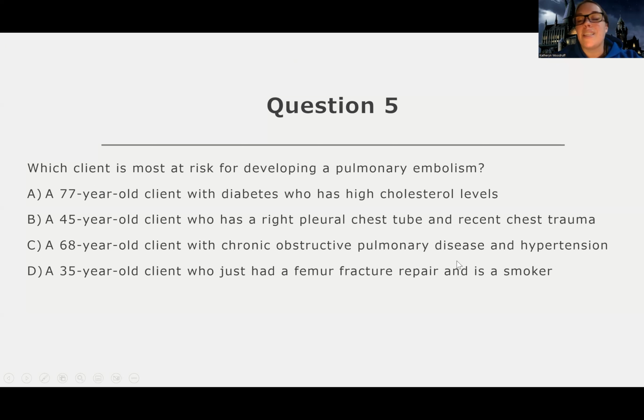So in other words, let's say that some of these other answers all had one risk factor, but let's say they had one that was really big. Like let's say the first one said, a 17-year-old client with diabetes that was on birth control. So even though they have birth control, which is considered a big risk factor for blood clot, they only have one risk factor compared to D, who has two. So you always just count the risk factors and whoever has the most.